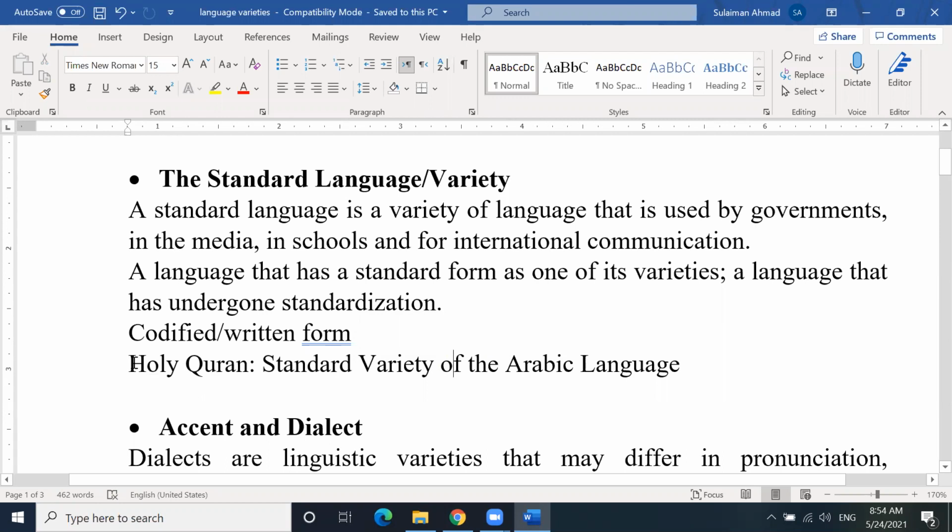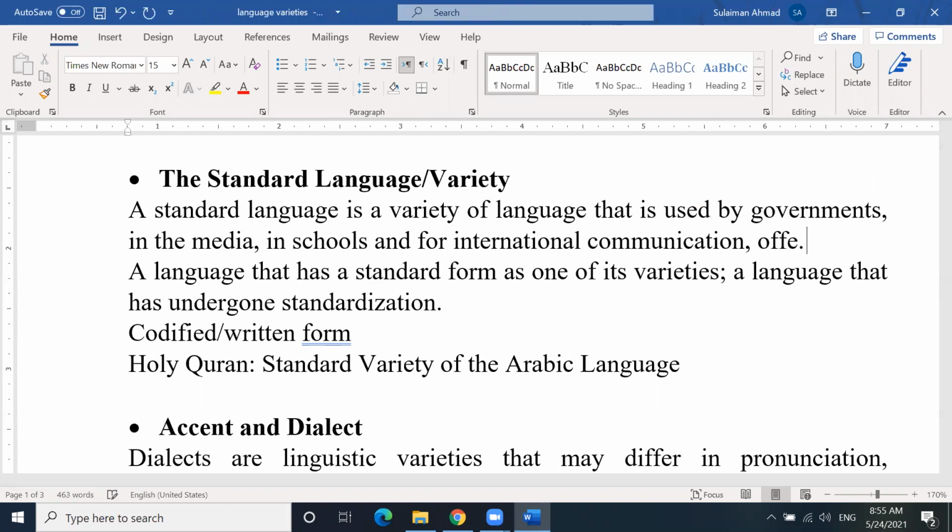The standard Arabic language is the one which is codified, which is standardized, which is in written form, you may say, right? There is a process of standardization where selection is made, then codification is done, then elaboration of function and final implementation. But you need not go into those details. You just need to keep in mind that a standard variety of a language is the one which is used by governments, in media, for international communication, for official purposes, right?